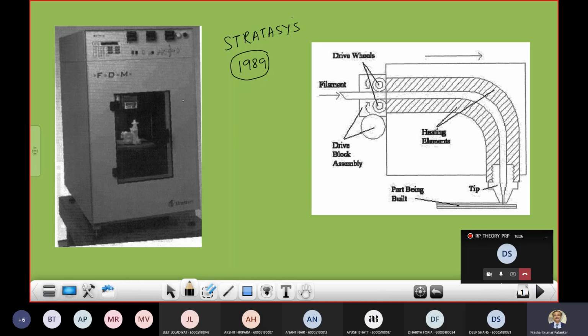In fused deposition modeling, we also rely on the STL data file for the input, and this is capable of using multiple build materials. So this is the introduction to FDM, and the company who started using FDM for the first time.